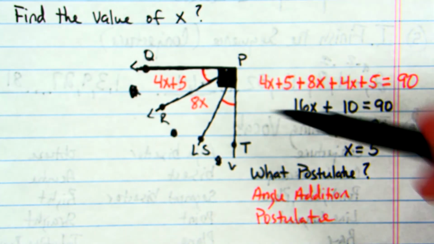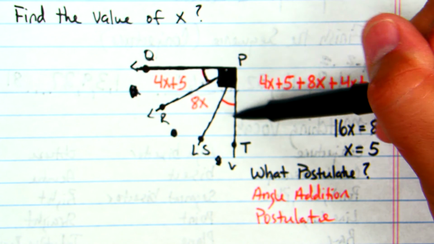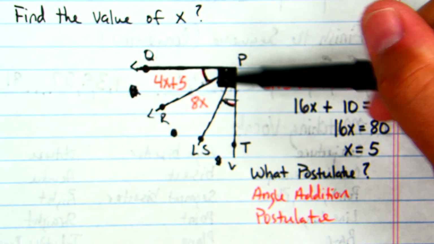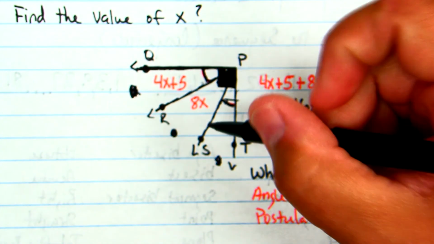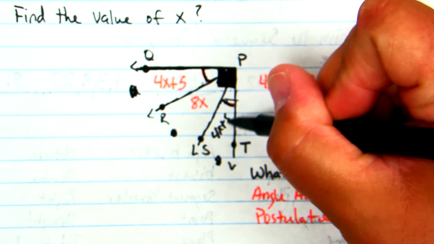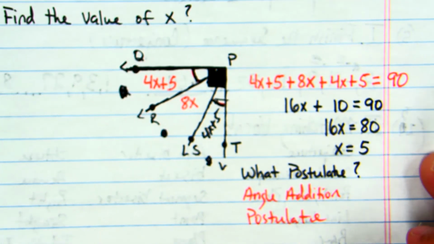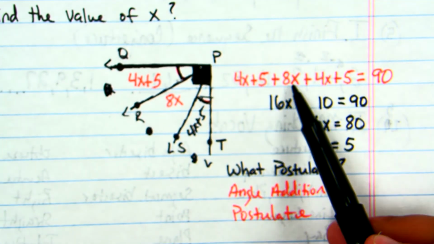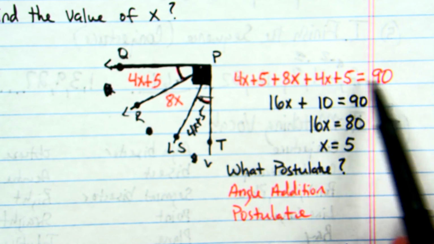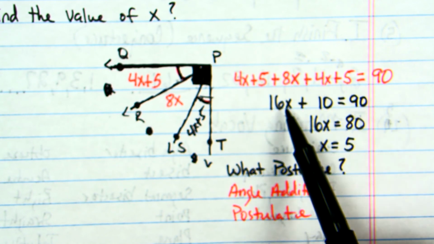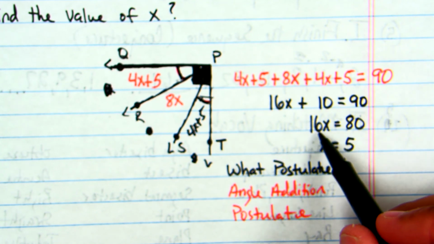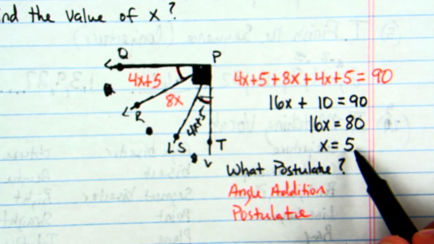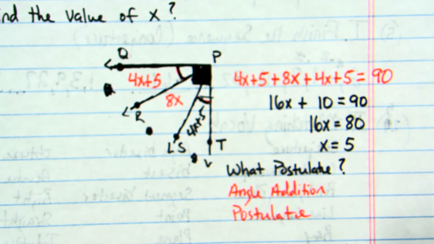All right, now this line means that it is equal to this. So they're telling me this is 4x plus 5, this is 8x. Well, since this angle equals this angle, then I also know this is 4x plus 5. Now, I can set my problem up by saying 4x plus 5 plus 8x plus 4x plus 5 equals 90. Then I just combine like terms and I get 16x plus 10. Move the 10 over, subtract it over. 16x equals 80. Divide by 16, x equals 5. And that is our angle addition postulate that we use for that.